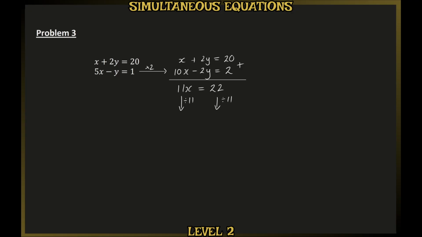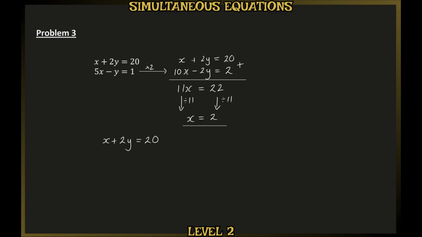And on the left, the times 11 and the divide by 11 cancel out to leave us with x. And on the right, 22 divided by 11 is 2. So x equals 2 is the first part of our solution. To now find the value of y, we need to take this value of x and substitute it into one of the two original equations. And the easiest looking one to do this in is the first one. So I'm going to use x plus 2y is equal to 20. The second one would also be fine to use, just a bit more complicated.